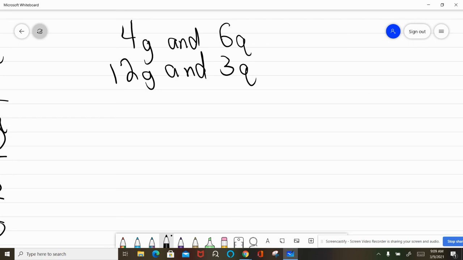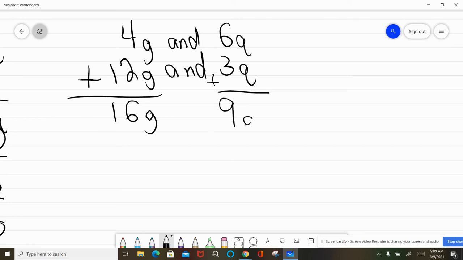Okay, hopefully you tried it on your own, so let's go ahead and see if you got it right. 4 gallons and 6 quarts plus 12 gallons and 3 quarts. So let's add them. That is 6 and 1, 16 gallons, and then 6 plus 3 is 9 quarts. 16 gallons, 9 quarts. So now we need to change these quarts into gallons.